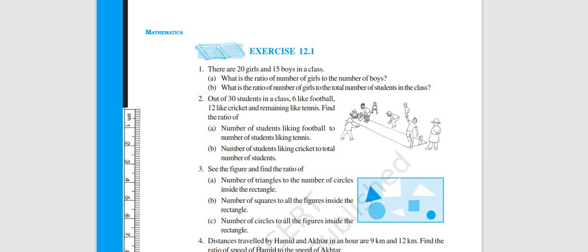What is given here? Total number of students given. And how many are liking football? That is 6. How many are liking cricket? 12. Remaining means which are not interested in football and cricket. Football and cricket, 6 plus 12, 18. Total is 30. 30 minus 18 equal to 12 members like tennis. So if you interpret this question, now we are going to write the steps.